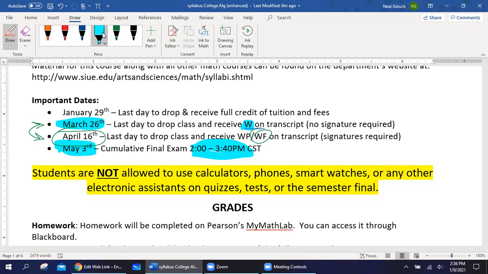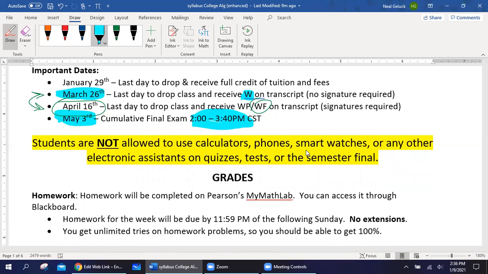For this course and several of your math courses here at SIUE, you are not allowed to use a calculator at any point on any quiz, tests, the semester final. No phones, no smartwatches, no electronic assistance. Scratch paper, pencil, that's it. Now, with some of the homework problems, some of them might have some nasty numbers. Go ahead and use a calculator, but know how to do stuff without a calculator. I will make your quizzes and exams user-friendly, I guess you could say, so that you can do them without a calculator.